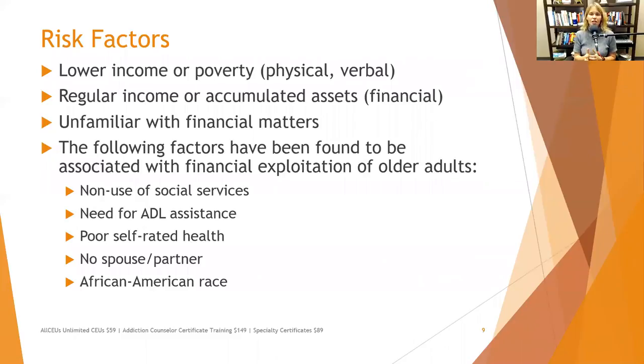Other factors have been found to be associated with financial exploitation, including the non-use of social services. Again, the more isolated the person is, the easier it is for someone unscrupulous to come in and take advantage, and nobody will notice. The need for activities of daily living assistance. So if they need a caregiver to come in and help them, that means there are more people coming in that could potentially take advantage of them.